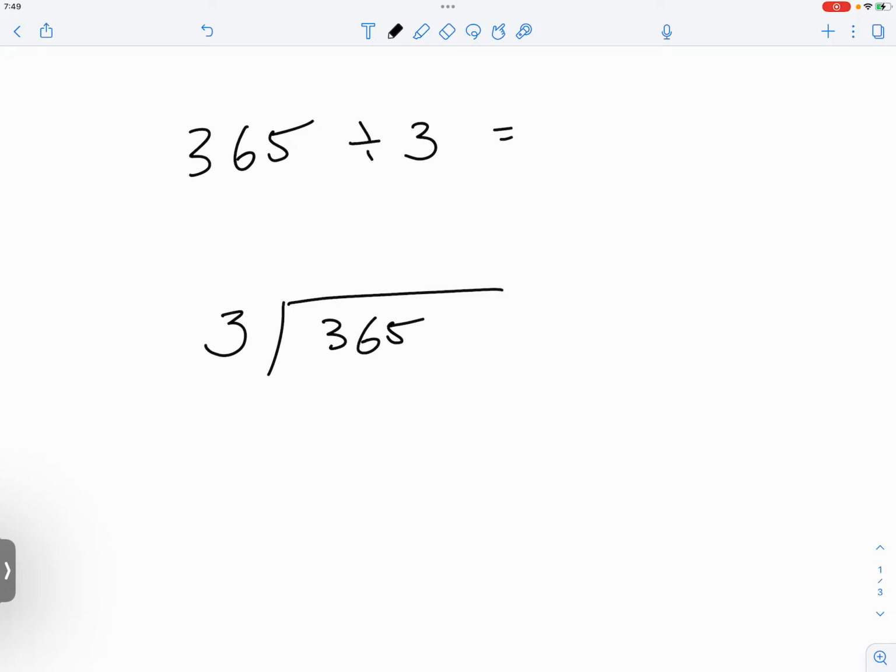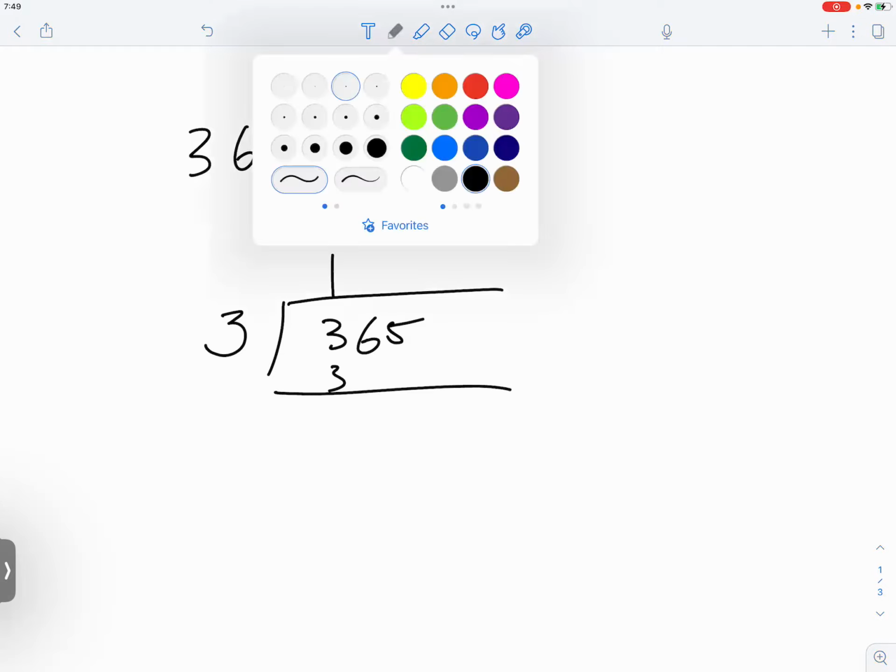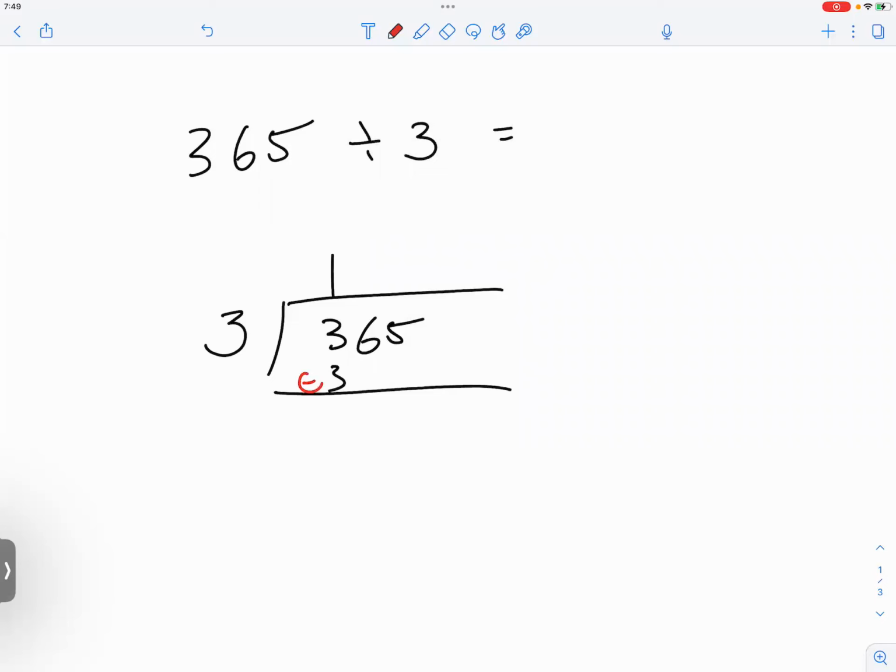What do you do first? So 3 times what would be 3? 1. That's why you put a 1 right here, right? Because 3 times 1 gets you 3, and they cancel each other out. And then I think we can put a little minus right here to illustrate that they're subtracting. So 0, we don't write it.